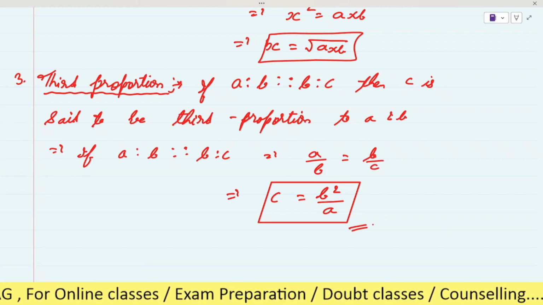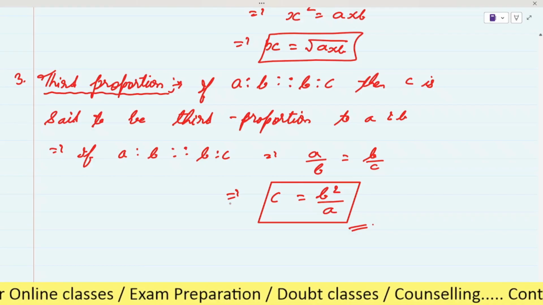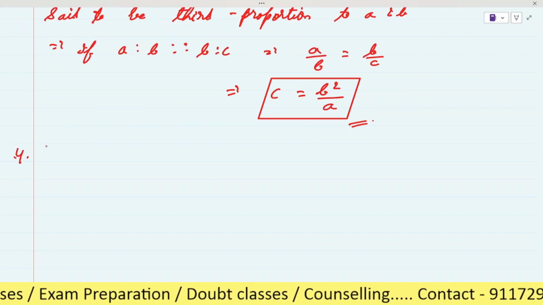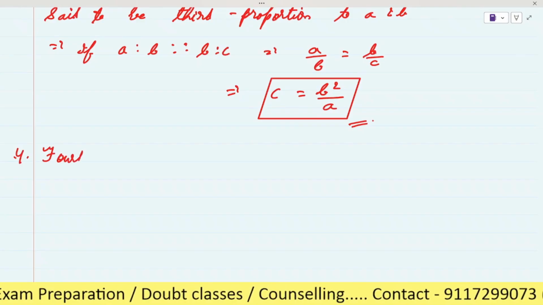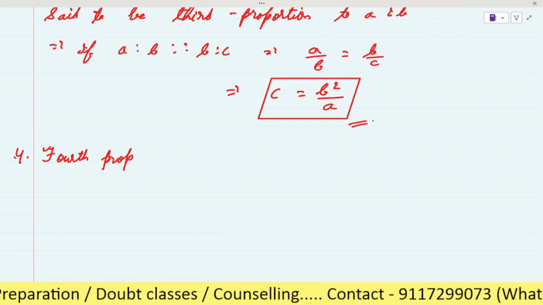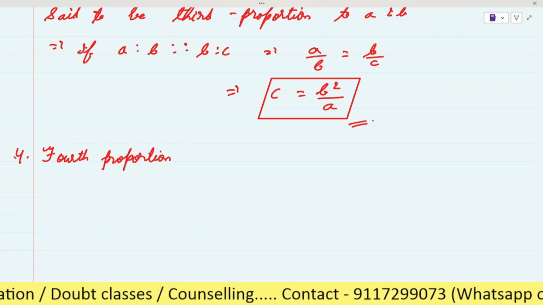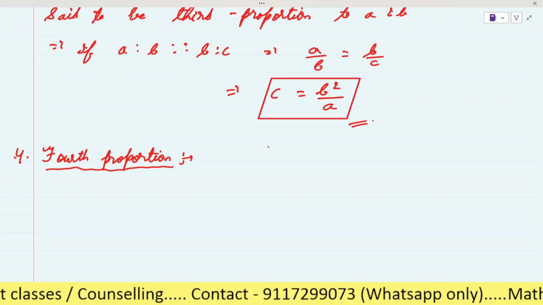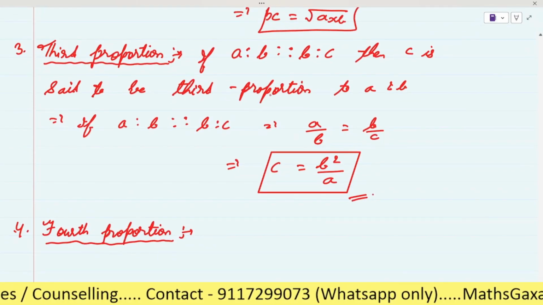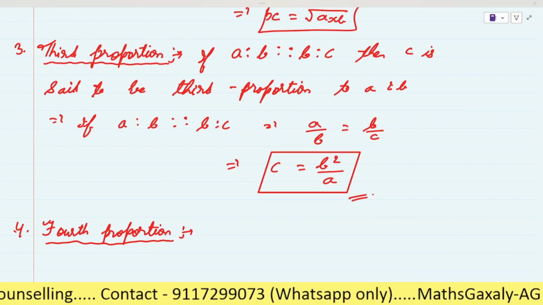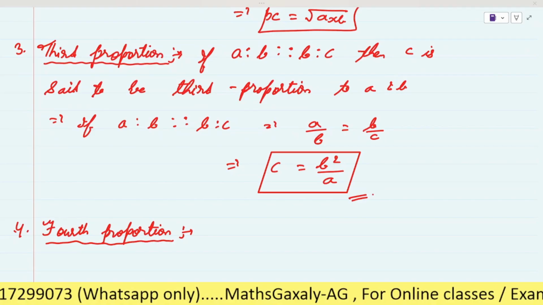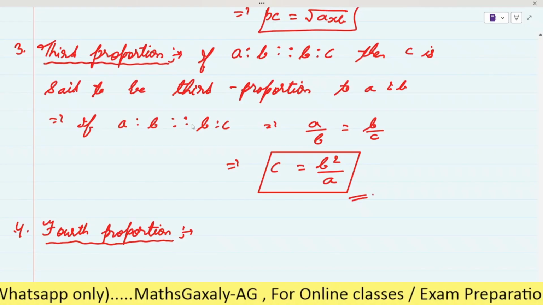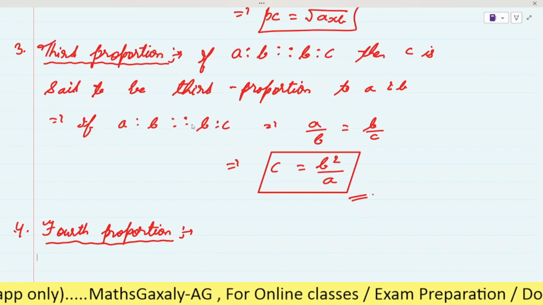Now is there any doubt? No, sir. The next one is fourth proportion. Let's do the third one first, if you want. Is there any doubt in third proportion? No, sir.